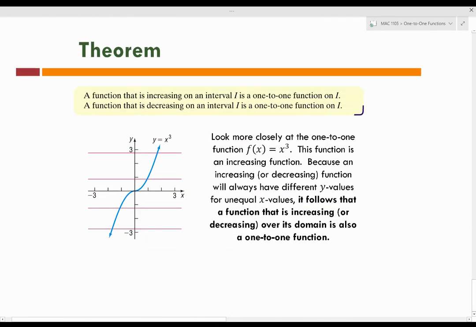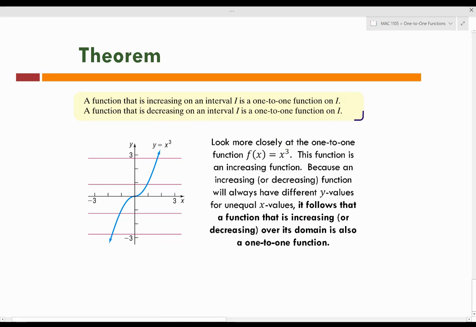Let's look at this theorem. It says a function that is increasing on an interval I is a one-to-one function on I, and a function that is decreasing on an interval I is a one-to-one function on I. This is really interesting. If you have a function that is either increasing or decreasing on the particular interval you've been given, then it's going to be one-to-one. If you look at this picture, this particular function is increasing on the interval that's been given. Because it's increasing on this entire interval, it's going to pass the horizontal line test. Same thing would happen if we had a function that was decreasing on the interval that they gave us.